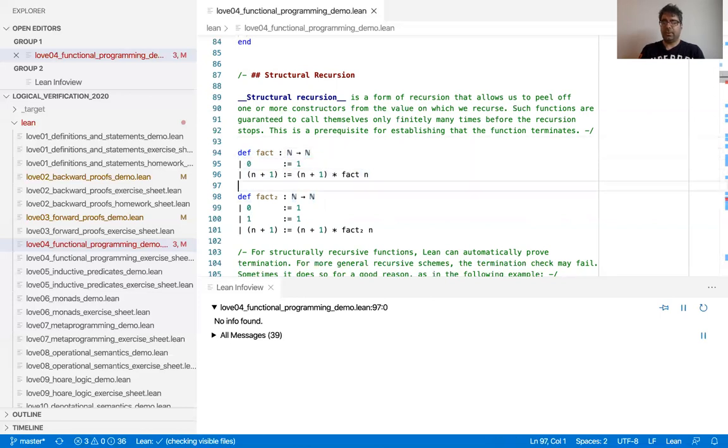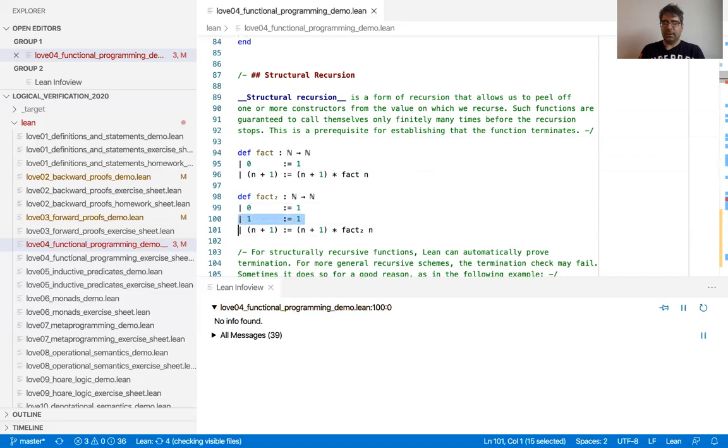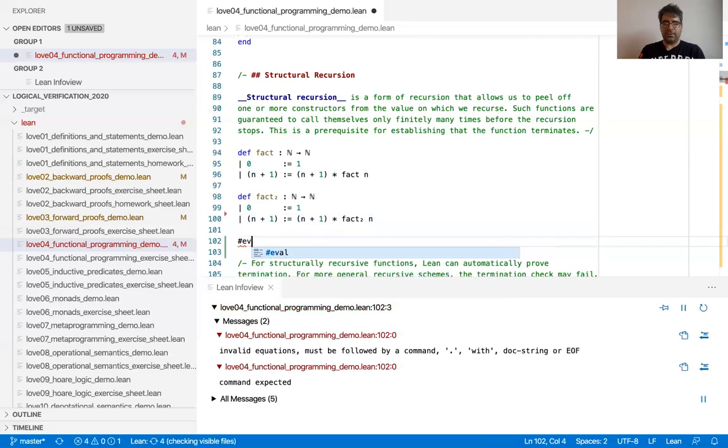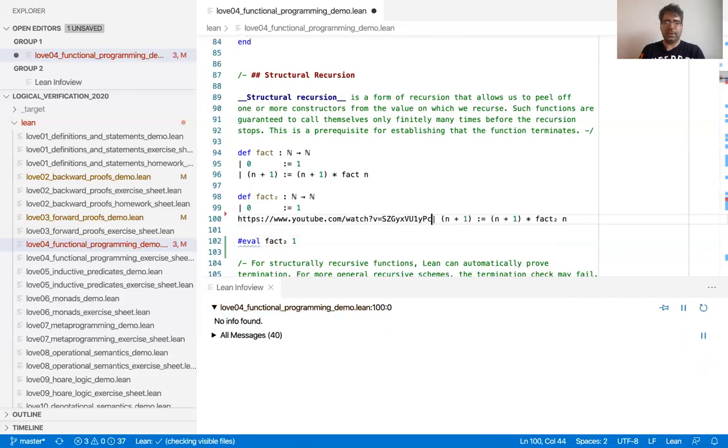This is a factorial function. And this is another definition which also works, but it has a needless case. You don't need the middle case here, right? If you remove it, this is what you get anyway, because the one case is like 0 plus 1 equals 1 equals 1 times fact 0, which is 1, right? And in fact, we can verify this. We can say eval fact of 1, right? It gives 1, so there is no reason to add the extra.